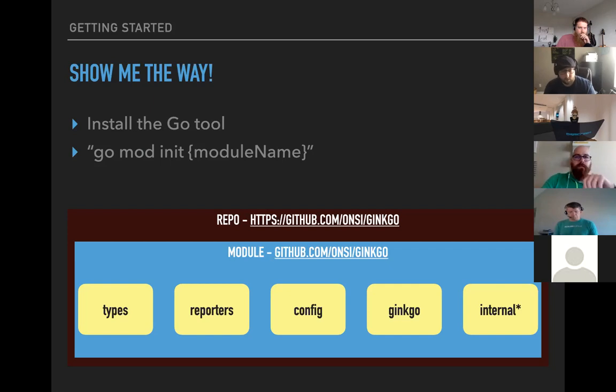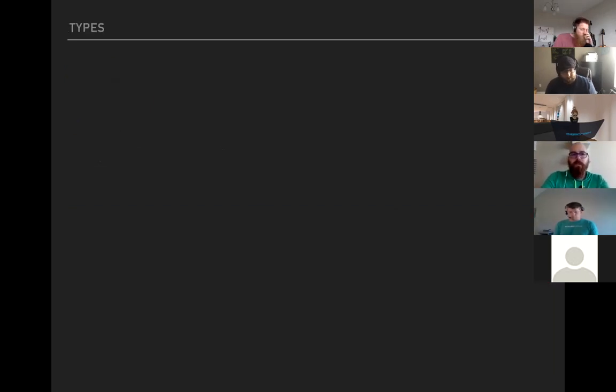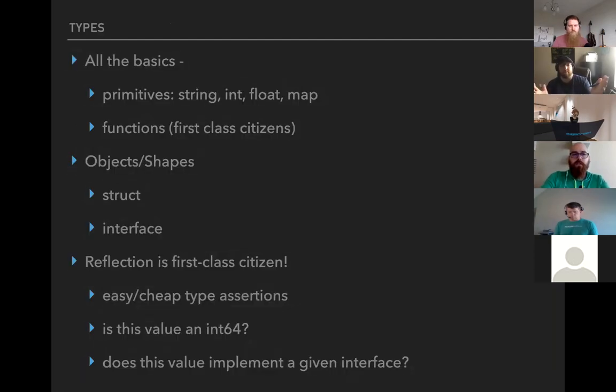All right. So let's look at some types. Types are fun. With Go, you have all the basics. They have a very strong standard library. You have your primitives like string and float, map. You also have functions. Functions are first-class citizens.